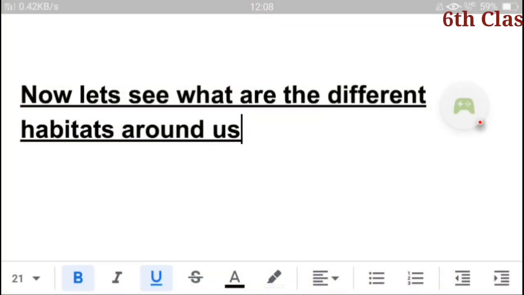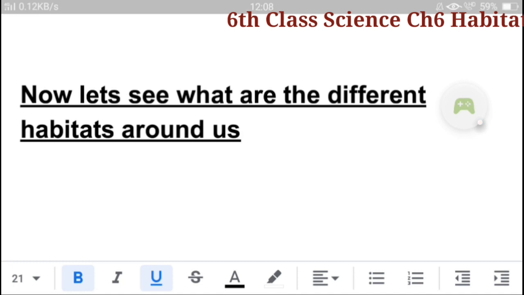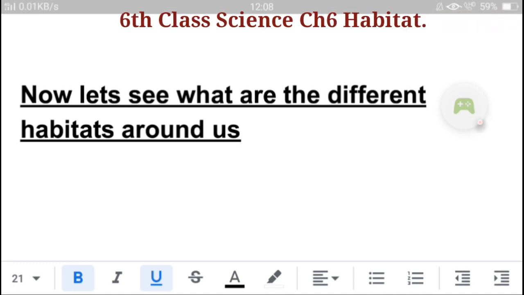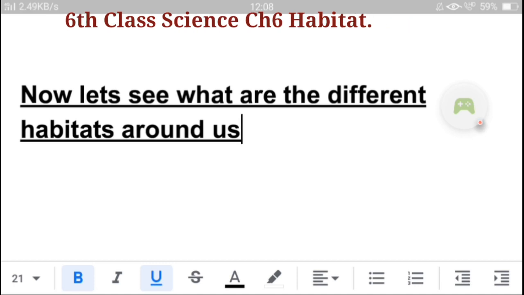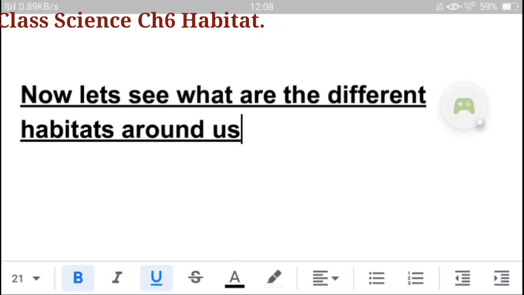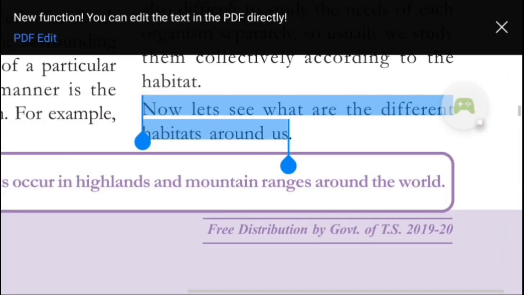Students, now let us see what the different habitats around us are. Different habitats are present around us, like water as a habitat, land as a habitat, and tree as a habitat, and even our house is a habitat of different other creatures. Students, let us see how a pond is a habitat. I will show you the image of a water pond here.